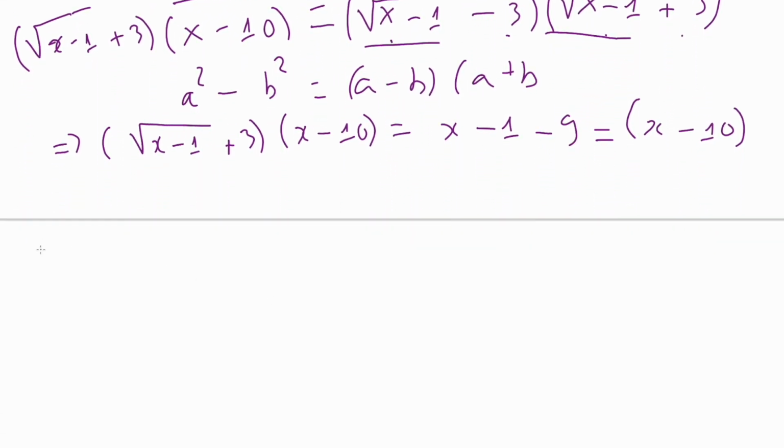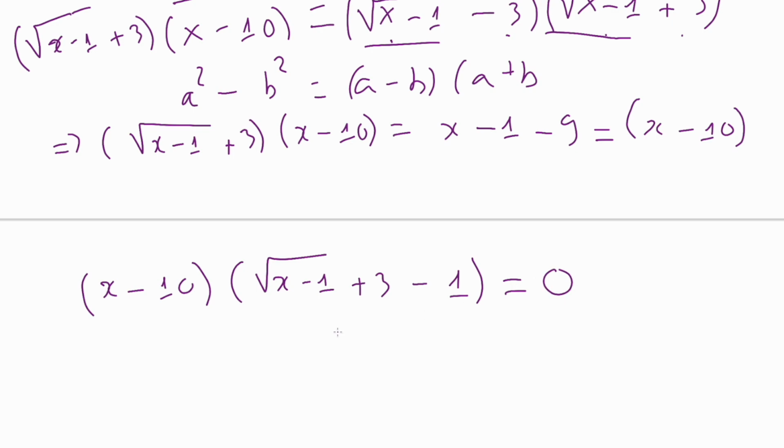So then we can group the (x minus 10), and in another bracket we have square root of x minus 1 plus 3, times (x minus 10 minus 1)... equals 0. Because this one is always greater than 0, it means the only value of x to make this equal to 0 is 10. So 10 is the value we need to find for x.